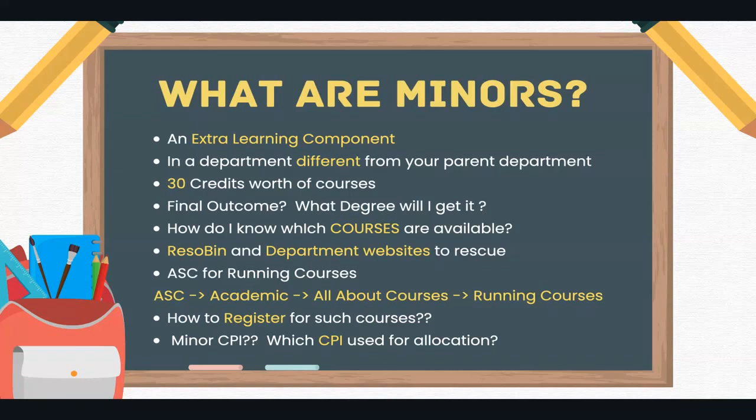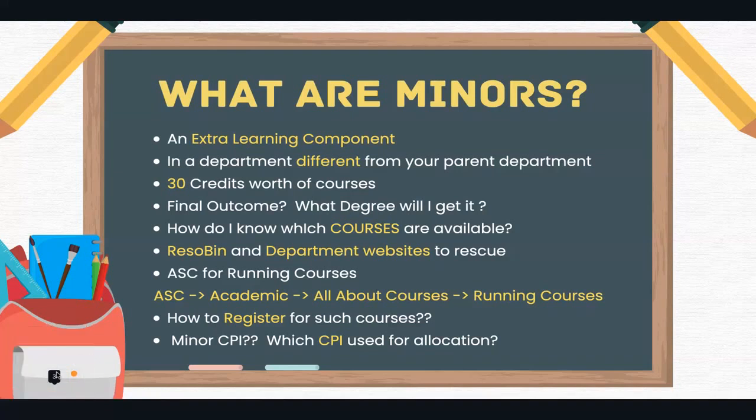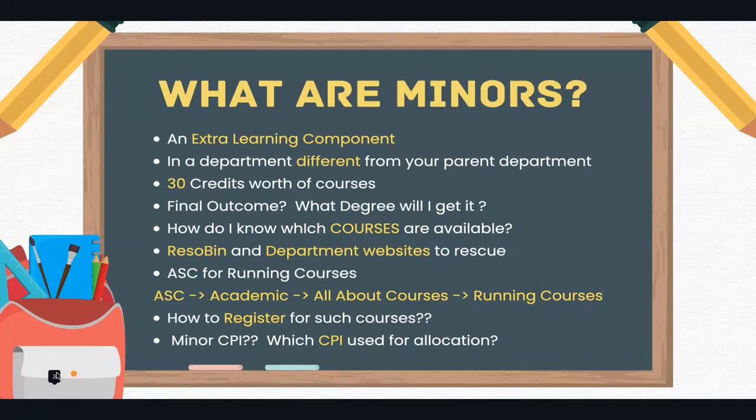Now, Resume and department websites are to your rescue to know about the courses. You can also visit the department websites and check out their minor program and the courses which they run in the minor program. And on Resume, you will find all the details of the workload, the course load, and reviews for various minor courses that are run in the institute. Now, how to register for such courses?